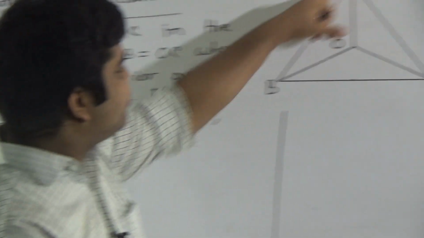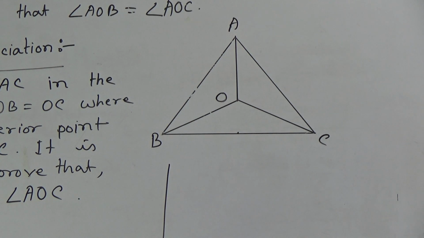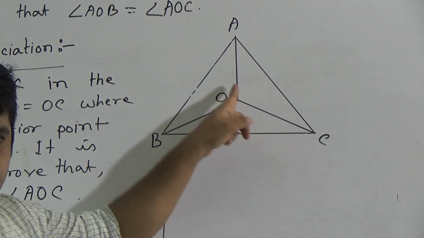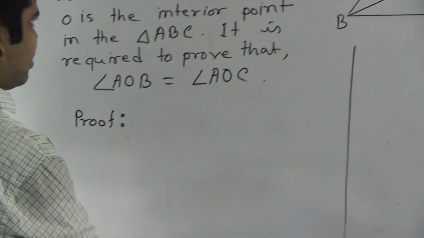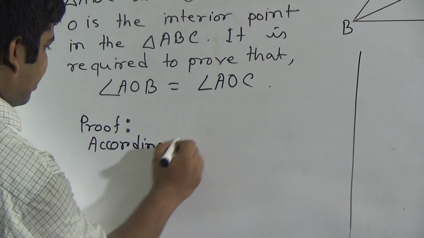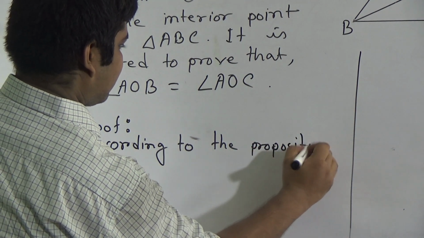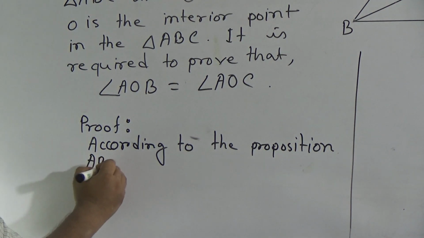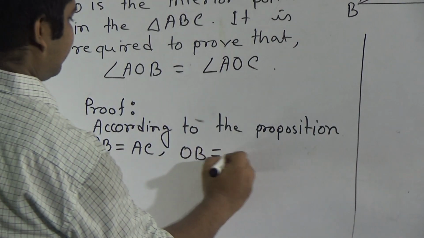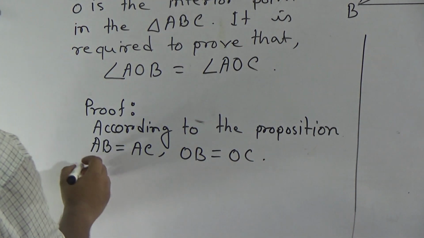Notice this is triangle ABC. So my dear students, here you notice AB equal to AC and BO equal to CO. So according to the proposition, AB equal to AC, OB equal to OC.